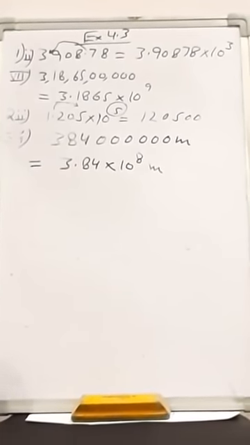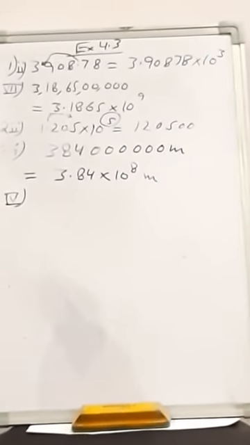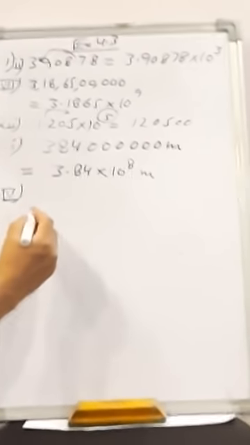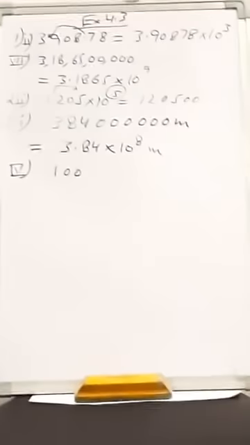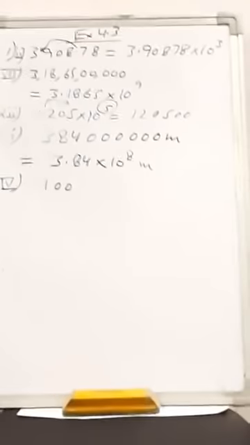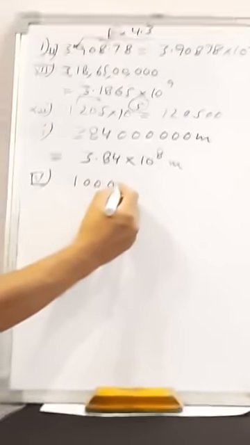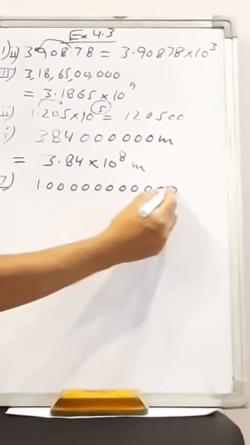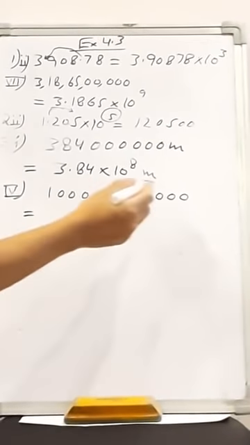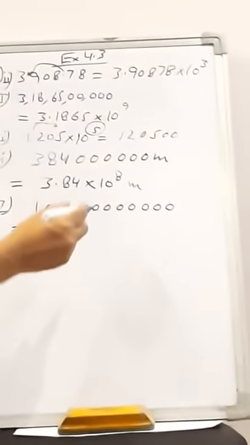Alright. Let us see the fourth part. In a galaxy there are on average this many stars. 1, 0, 0, how many zeros? 1, 2, 3, 4, 5, 6, 7, 8, 9, 10, 11. So you can see that it is inconvenient to write so many zeros. We have to count and then write.